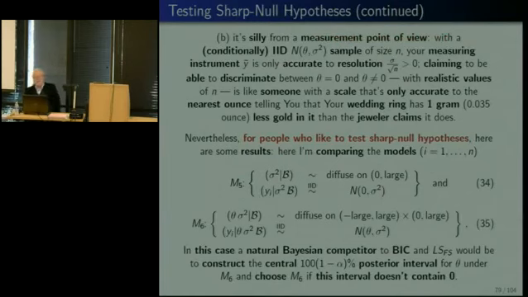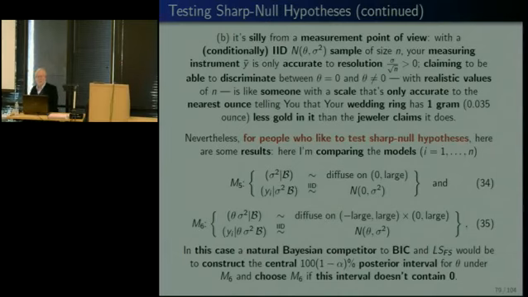If you have a conditionally IID normal sample with mean theta and variance sigma squared, and a sample size n, your measuring instrument is y bar. And we already know that it's only accurate to resolution sigma over the square root of n. We know that's its standard error. It's sort of like knowing how close your scale for weighing things gets to the right answer. In this Gaussian problem, your scale is y bar, and its resolution of accuracy is sigma over the square root of n.